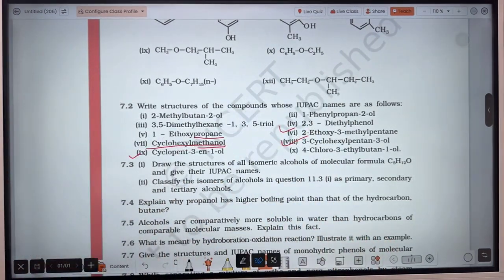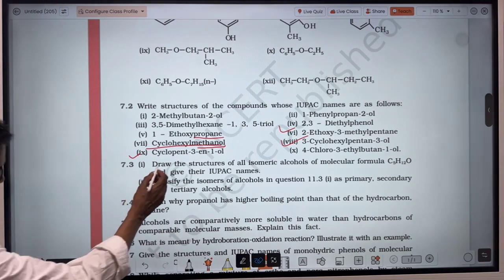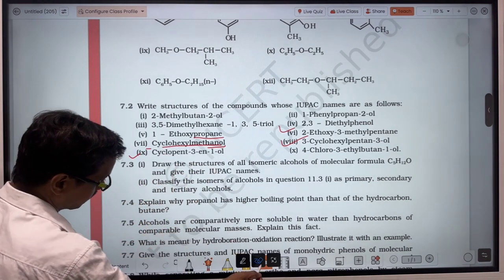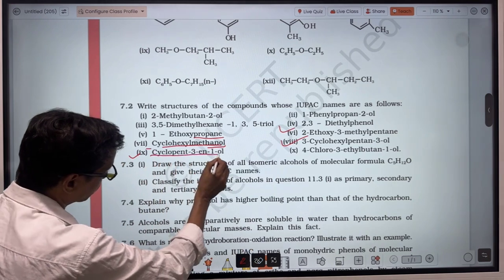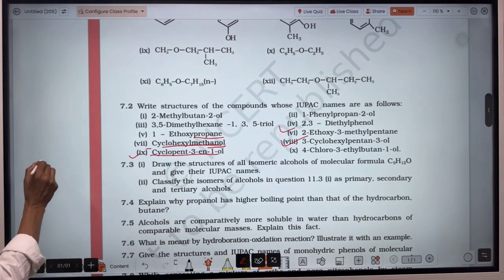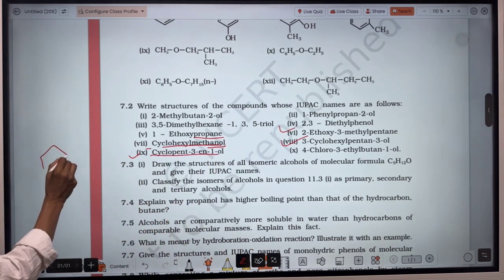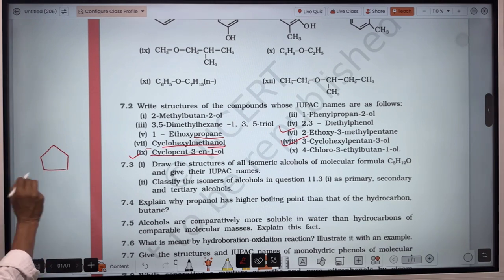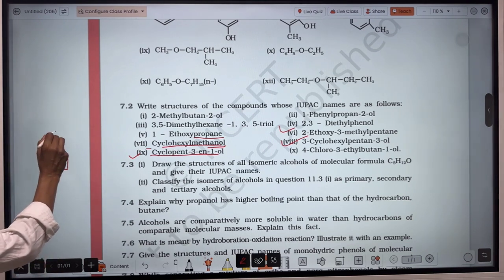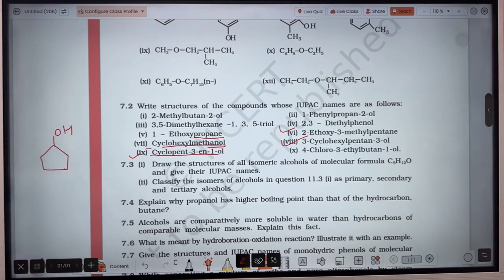Let's see. Cyclopent-3-en-1-ol. So here the main compound is cyclopent, that means it has 5 carbons. That means this one is a ring. The compound is in the form of a ring, which is composed of 5 carbons. And then after this, at the first position there is ol. So at this one, and then at the third position, ene.